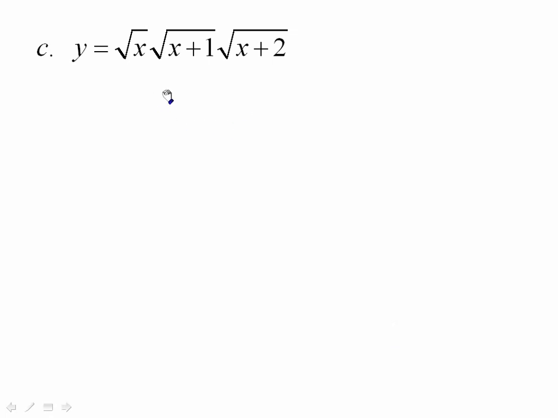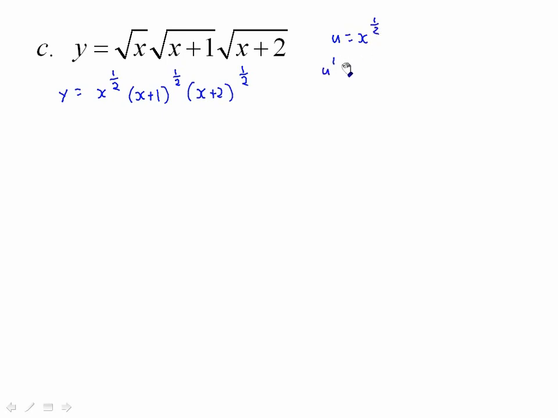y is equal to root x times root x plus 1 times root x plus 2. So y is equal to, in exponential form, x to the 1/2 times x plus 1 to the 1/2 times x plus 2 to the 1/2. And this is a form of the product rule, but where we have three factors. So to the side, I'll go u is equal to x to the 1/2.